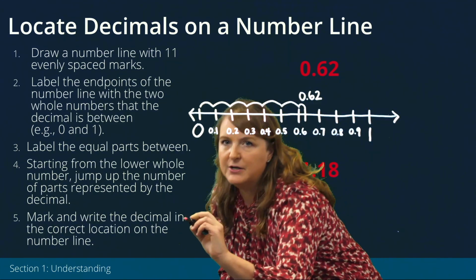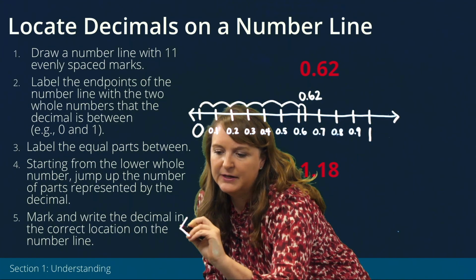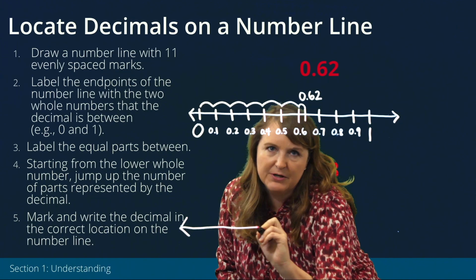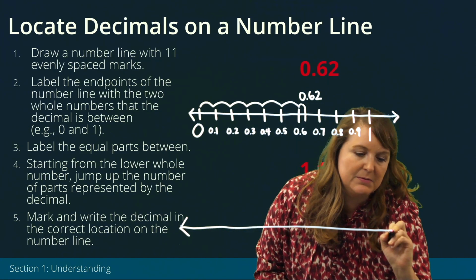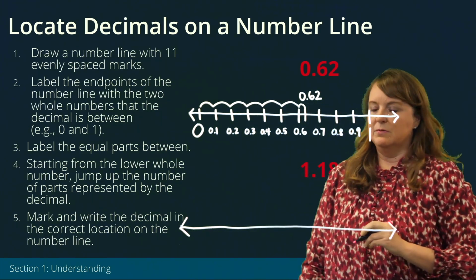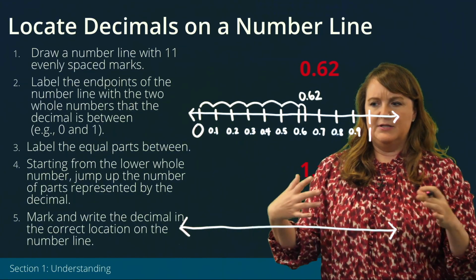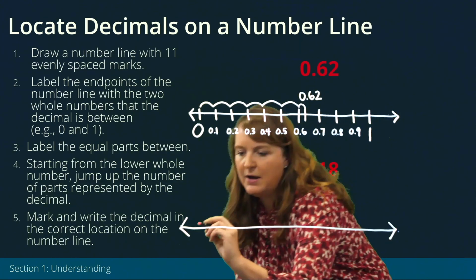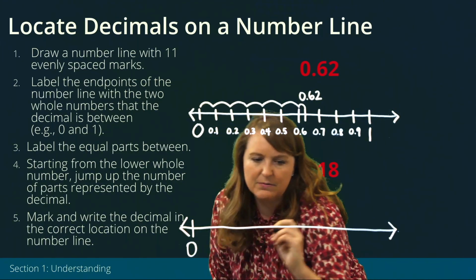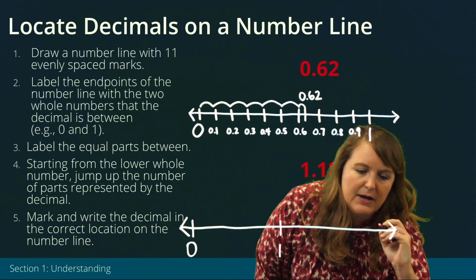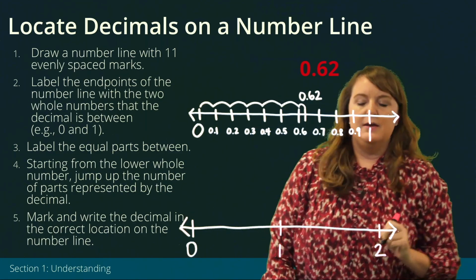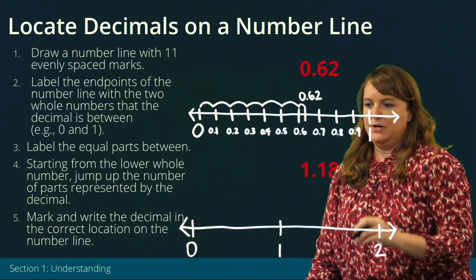So let me go ahead and draw my number line here. All right. Let's try to make that as straight as possible. Again, you've seen me before, I don't always do really great with straight number lines. And I know that 1 and 18 hundredths is going to be greater than 1, so I'm going to divide this number line into 0, 1, and 2.